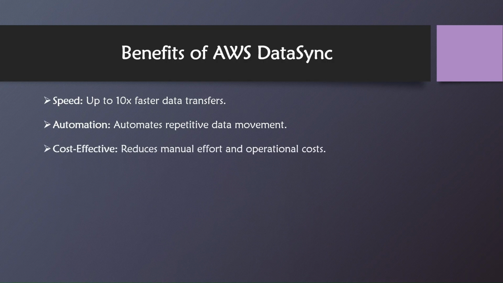Cost effective. By automating data transfer, AWS DataSync significantly reduces the manual effort needed for data migration. This not only saves time but also cuts down operational cost, as it reduces the need for IT teams to handle the data movement process manually. With DataSync, the overhead of data management is minimized, and you can also allocate resources to more value-added activities.